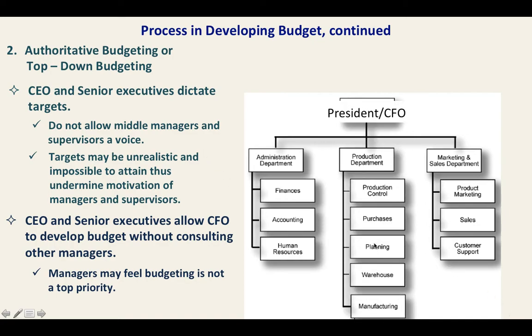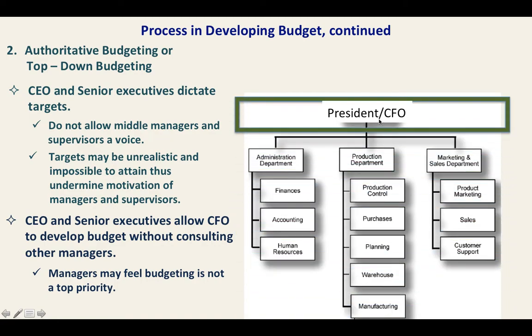If the president and CFO, as the top management, develop the budget without coordinating it with the departments, they will just develop it and endorse it to the board. They will dictate. The president and CFO will dictate the numbers on the budget, and then if it is approved by the board, they will ask the departments just to follow it and implement it.